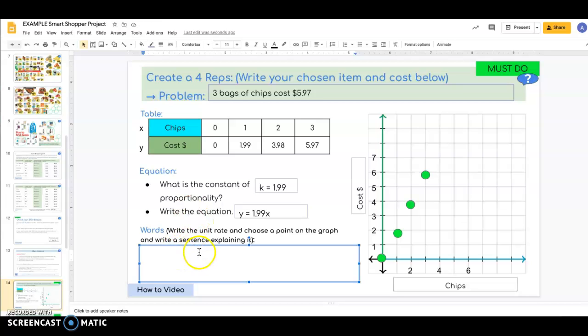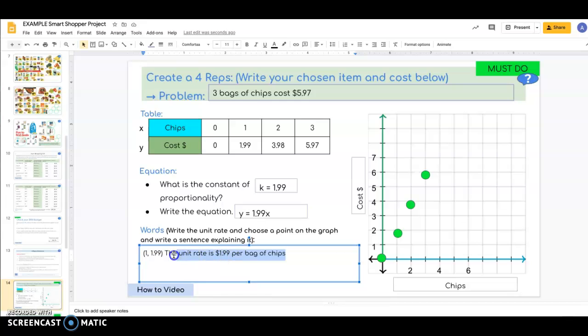So my unit rate is always where 1 is the x value. So wherever the x value is 1, that's my unit rate. So in this case, my unit rate would be 1 and $1.99. So this is my unit rate. So the unit rate is $1.99 per bag of chips.